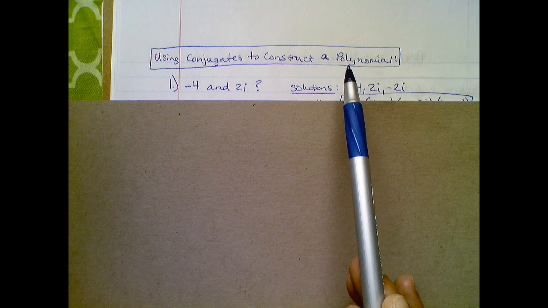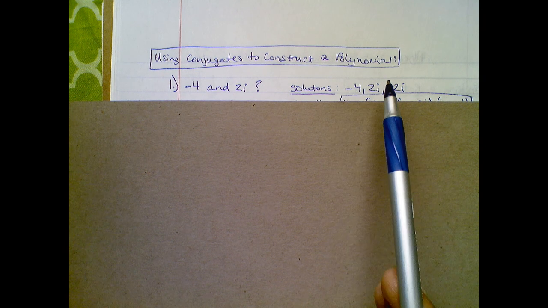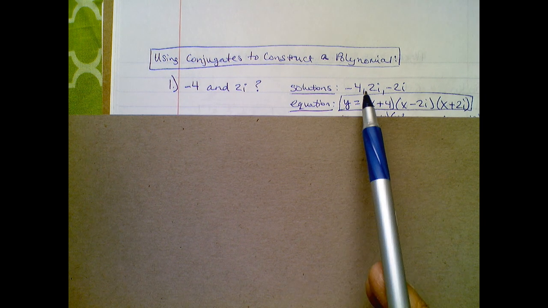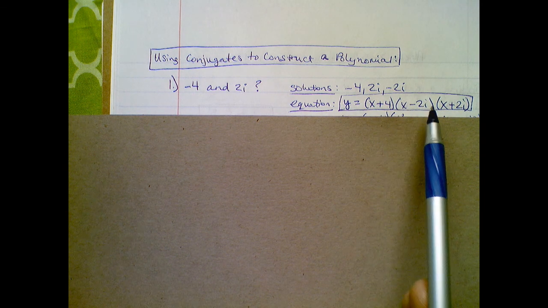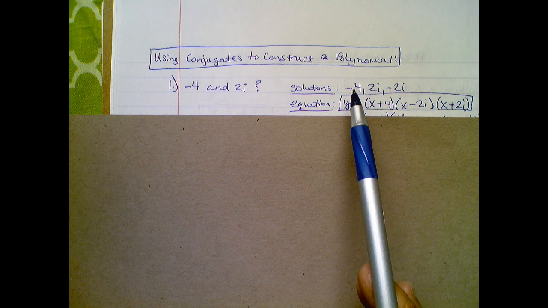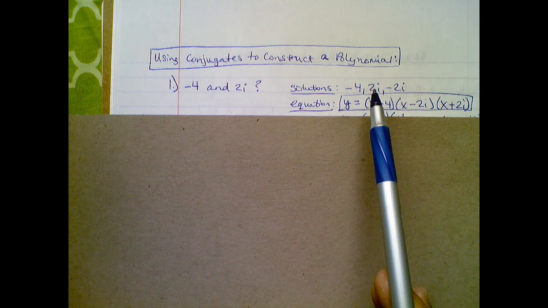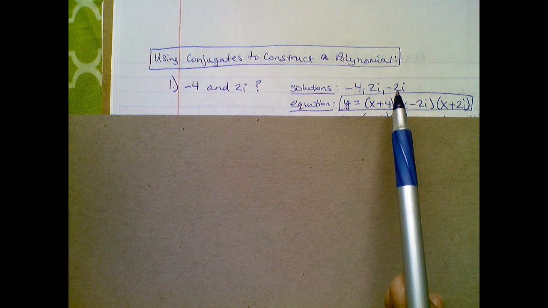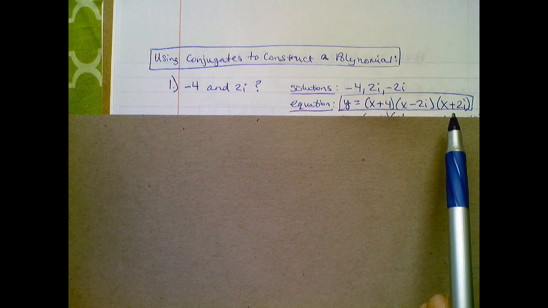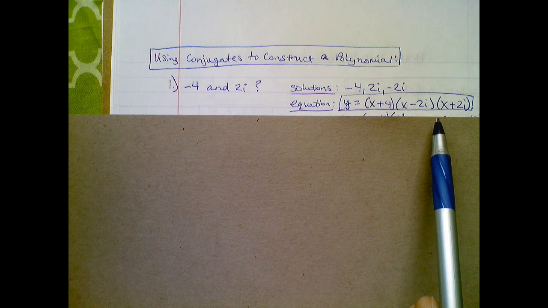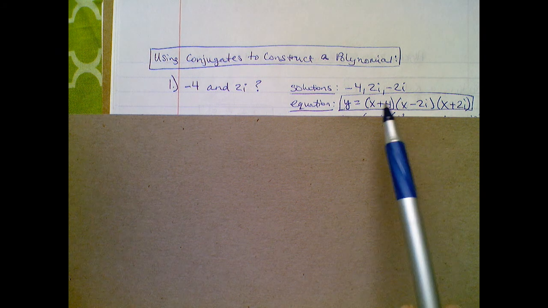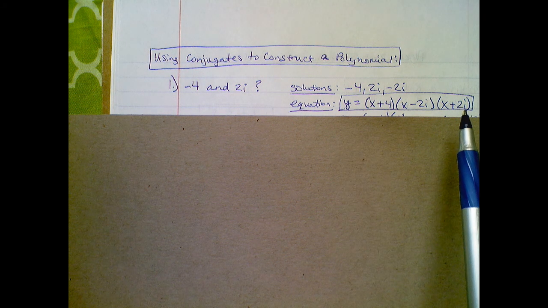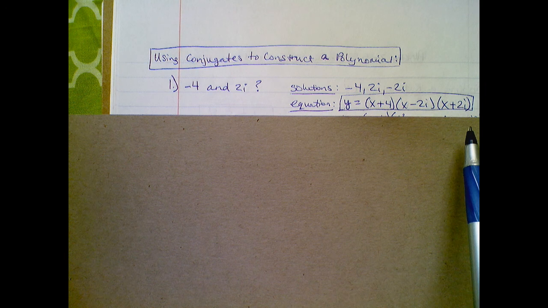Now what they want is a polynomial. They want the equation. So when we go to plugging these solutions into our parentheses, we plug in the opposite. So instead of -4, we plug in a +4. Instead of a positive 2i, we plug in a negative 2i. Instead of negative 2i, we plug in positive 2i. Now, if they just want it in factored form or say write the polynomial, you can leave it in this form. If they say put it in standard form in the directions, then I need you to FOIL it out.